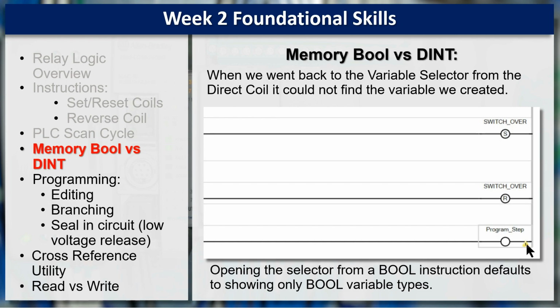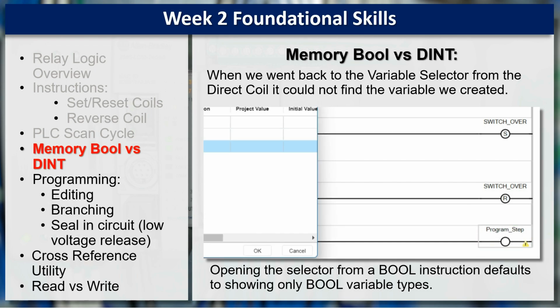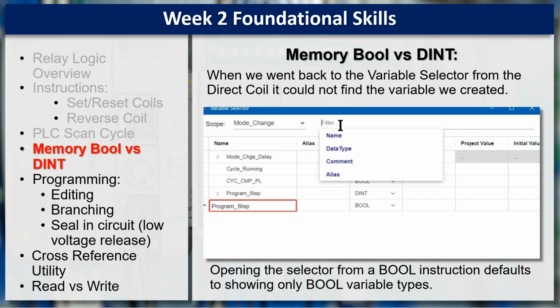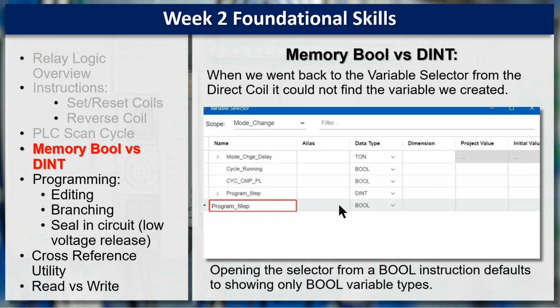When we go to correct this attention triangle, we click on the variable name, turning it blue, and right click, go variable selector. The selector by default is going to give us this program step as a bool. But above here it says bool in red. This is actually a search filter, and it has selected only the bools because we called up the variable selector from a bool instruction. Output, OTE, direct coil, reverse coil, they only operate on a single bit or a single bool. So if we get rid of the filter and leave that blank, it gives us everything. We happen to have a timer in there, plus a couple of bools, and it's suggesting this bool.